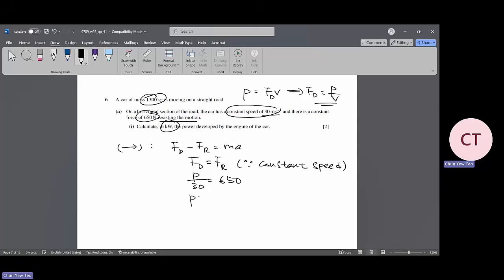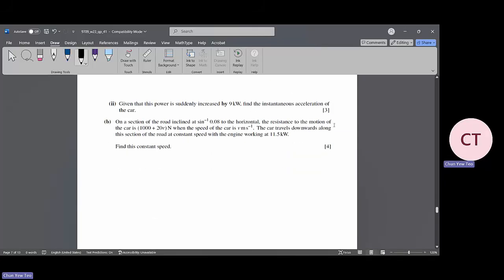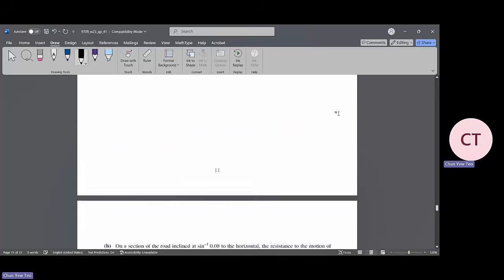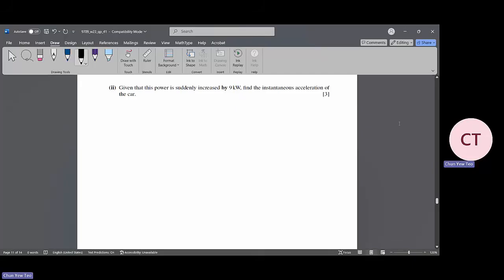So your P is 3 times 650. You get 19,500 watt, but they want it to be kilowatt. So 19.5 kW. So this will be the answer for the 6A part 1. Now we move on to the 6A part 2. 6A part 2 is they're asking you to find the instantaneous acceleration of the car.